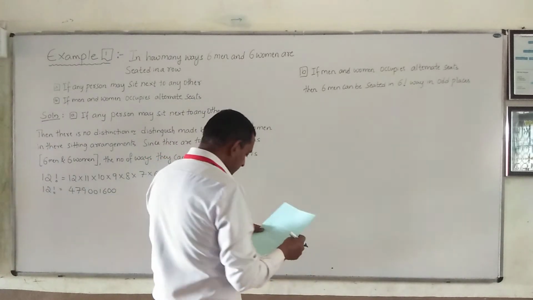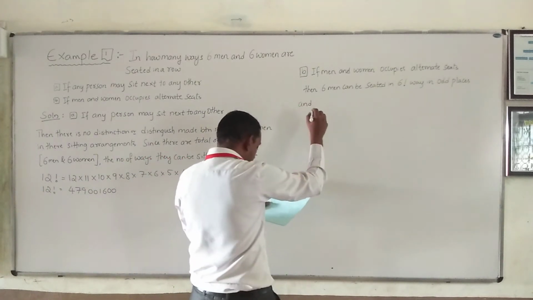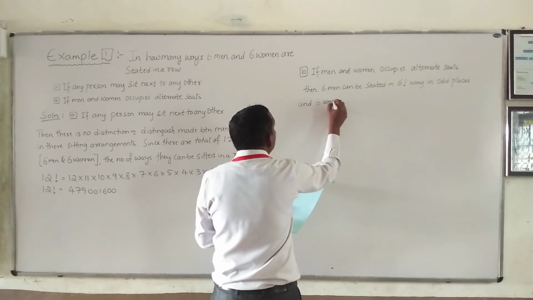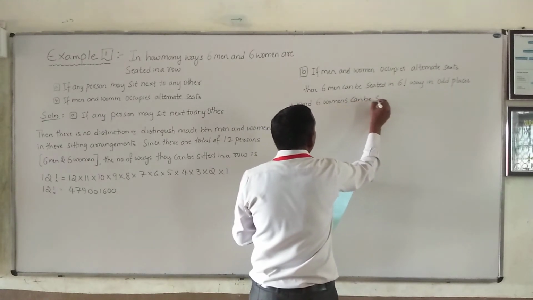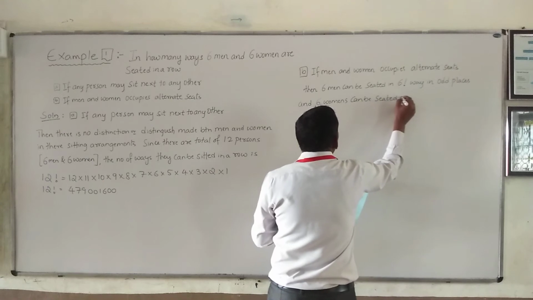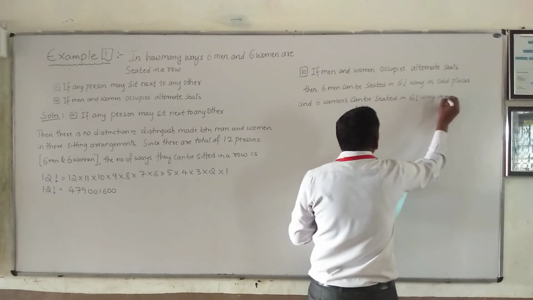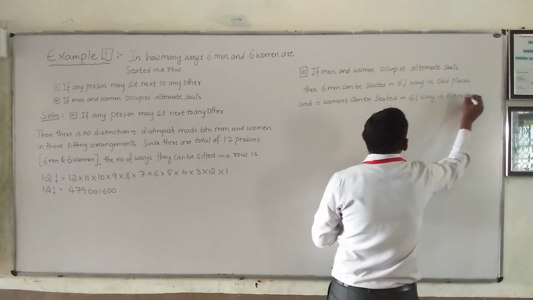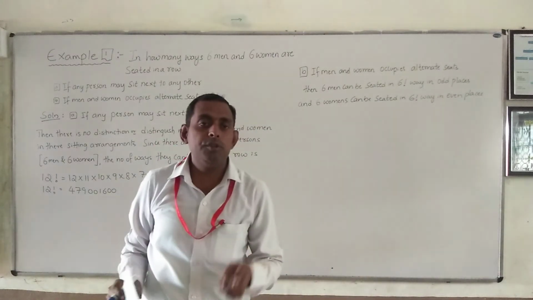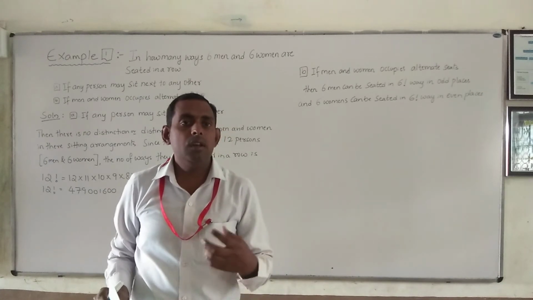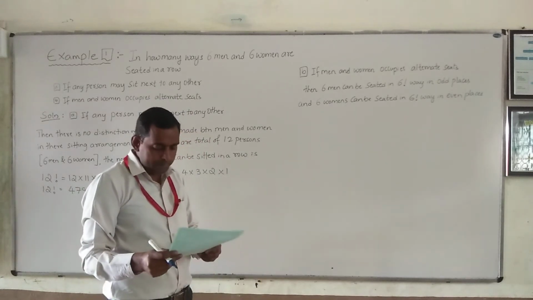Fine. And 6 women can be seated in 6 factorial ways in even places. That is, women are sitting in positions 2, 4, 6, 8, 10, 12, 14, 16, like that. Means women are sitting in even places.